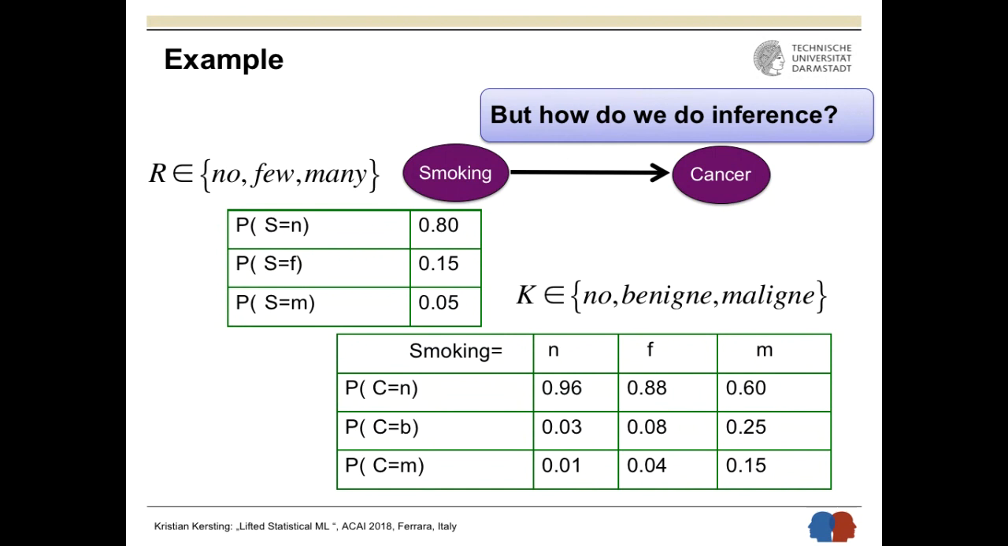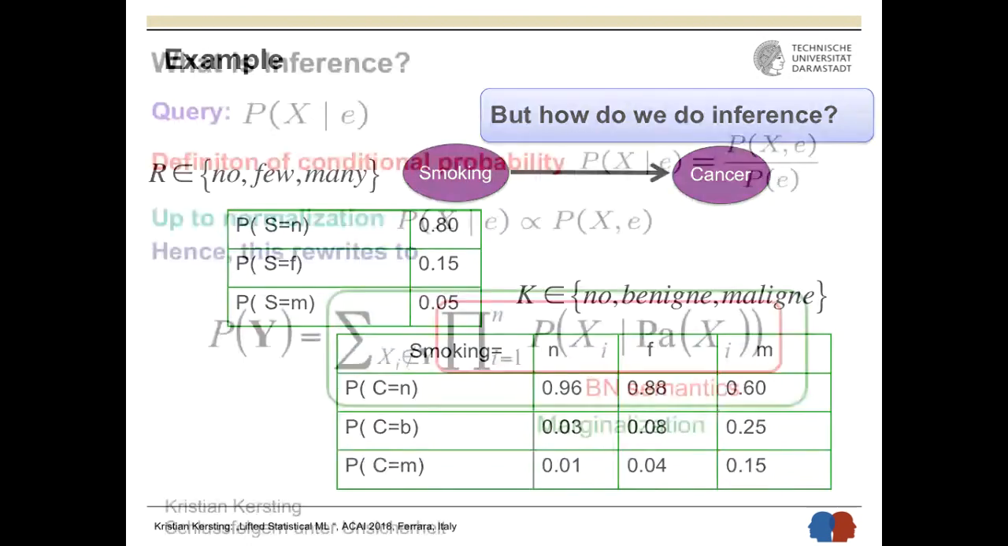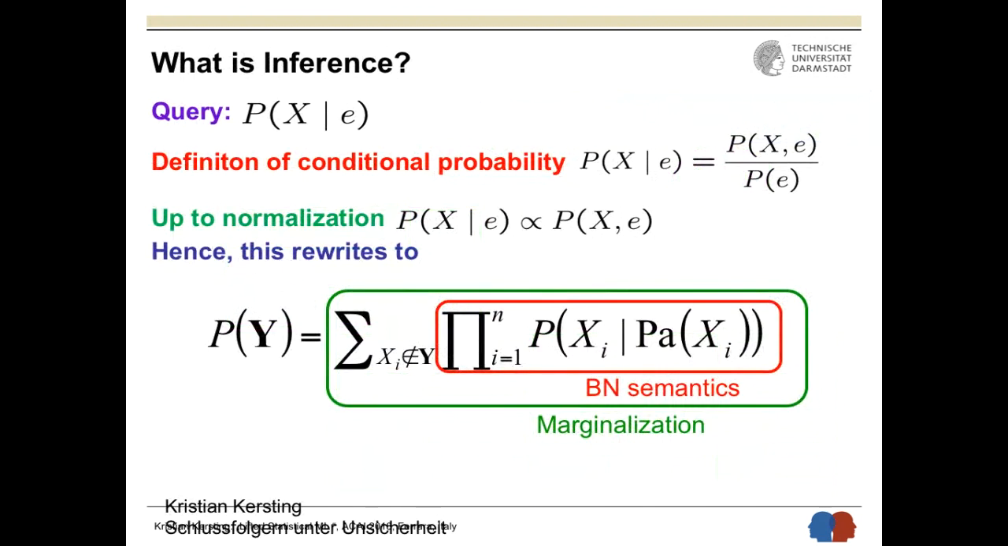Now, how can we do inference in there? And what is actually inference? There are different forms of inference in graphical models, but we are looking here at a probabilistic query. So we are wondering about the probability of a single random variable given some evidence, something I have observed.